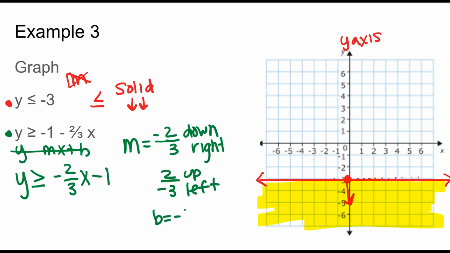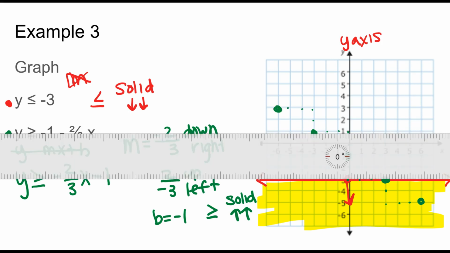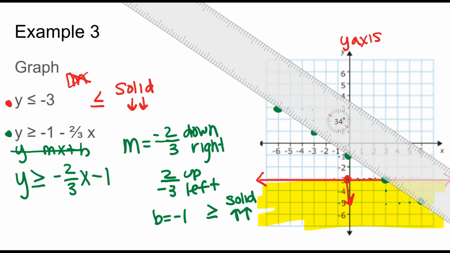Our b is (-1). We've got a greater than or equal to symbol. So we're going to have a solid line, and we're going to be drawing arrows up. So our y-intercept is right here. And go down 1, 2, to the right 1, 2, 3. And then up 1, 2. I can connect with a solid line again.